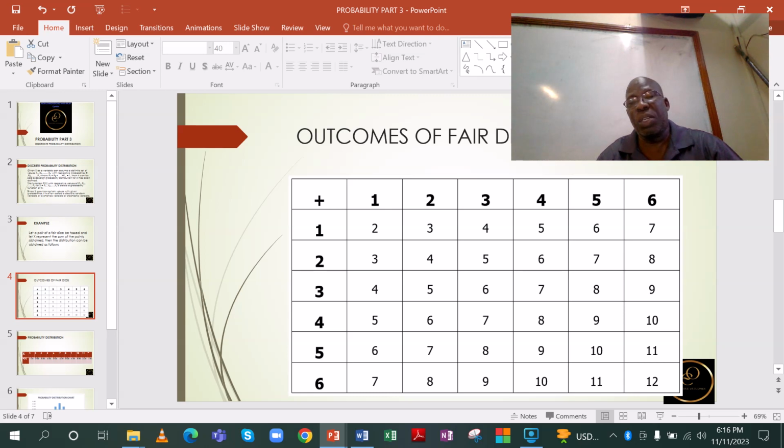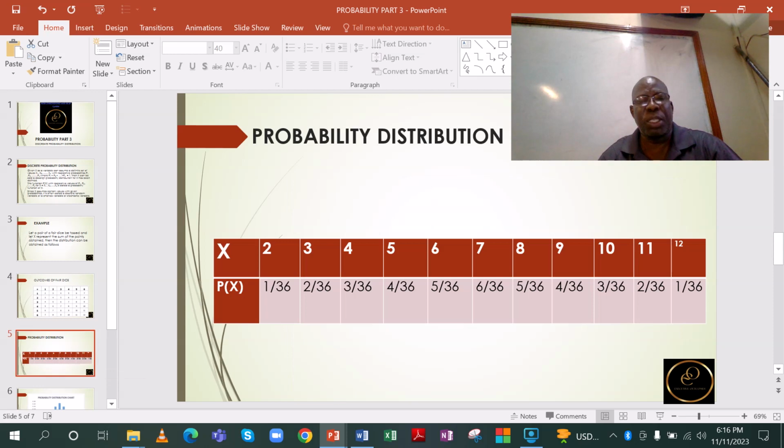So now, how many 2s do we see? There is only 1 out of the possible 36. So the probability will be 1 out of 36. So that's why you see in this particular box, the probability that you have a 2 as a sum after a pair of dice is thrown is 1 out of 36.